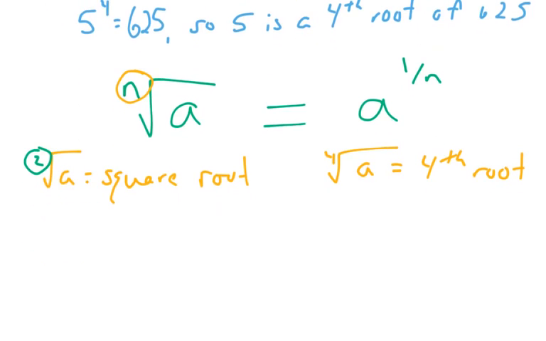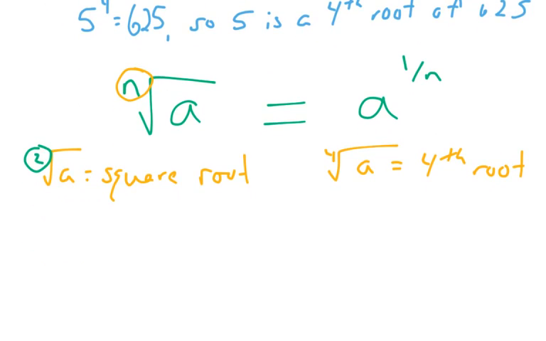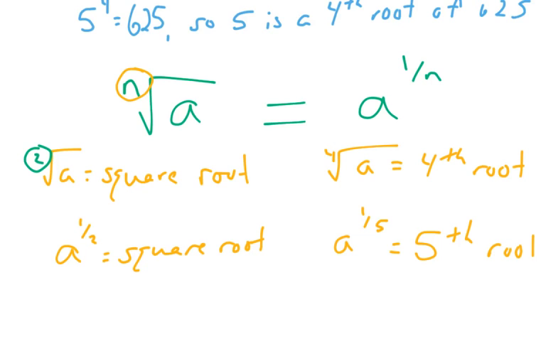Similarly, with the fractional exponents, if we had a to the 1/2, that also means square root. If we had a to the 1/5, that would be a fifth root. So the denominator of the fraction in the exponent is the root that we are looking for. We'll get to the topic when this number is not 1 a little later in this video.